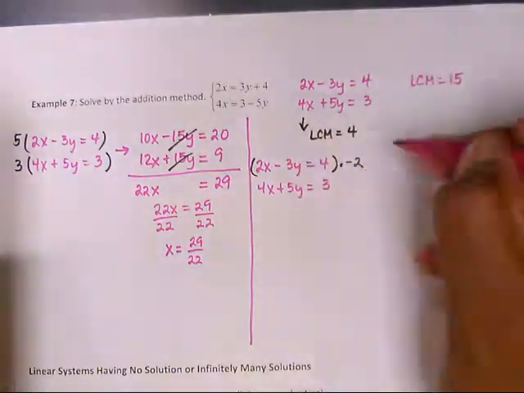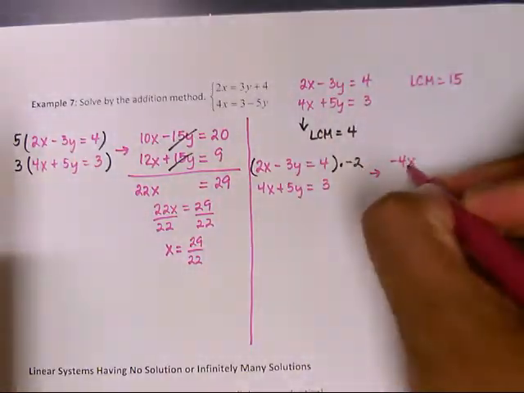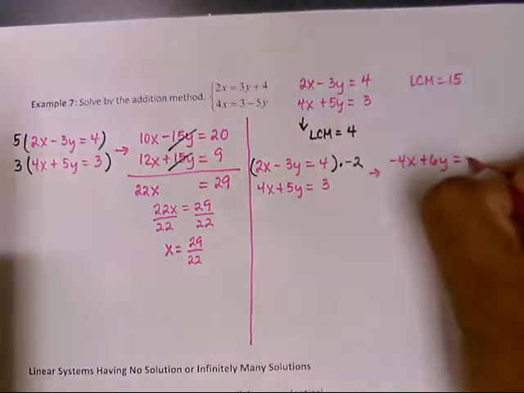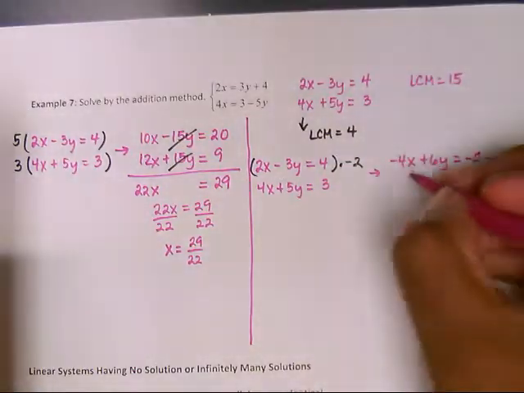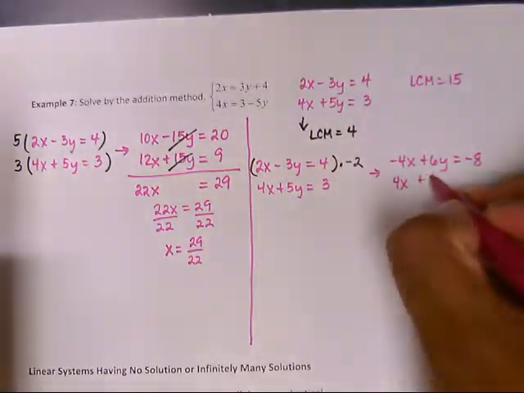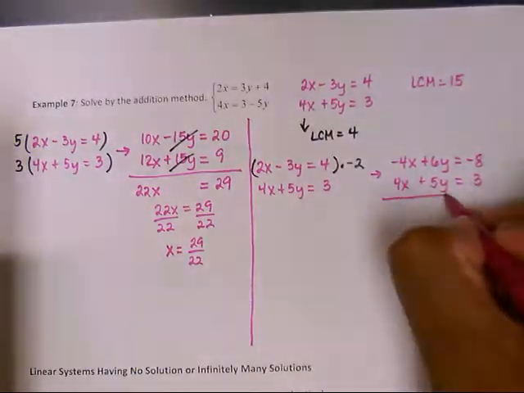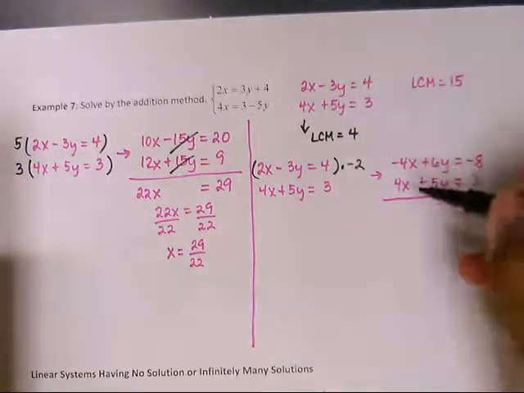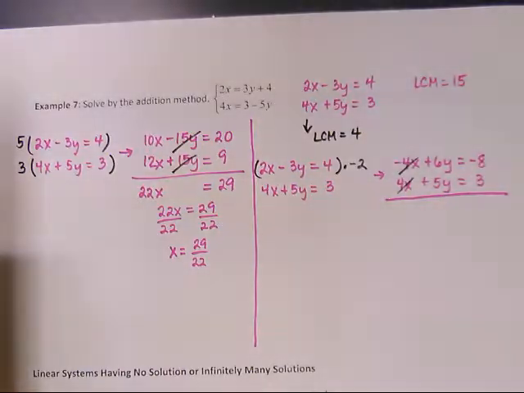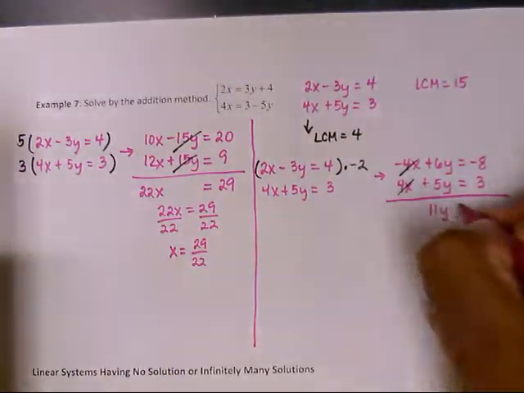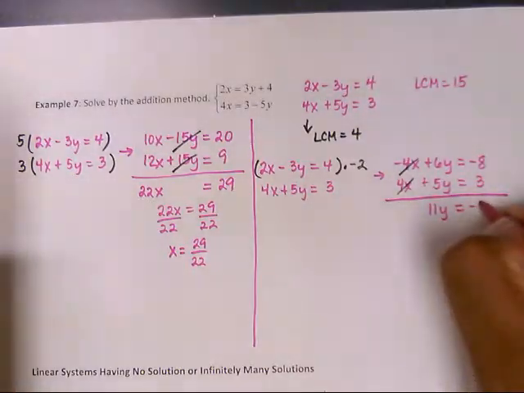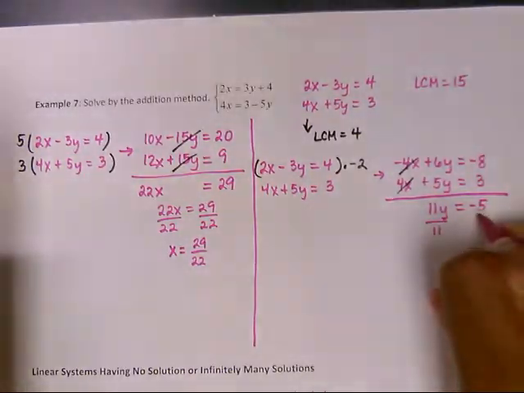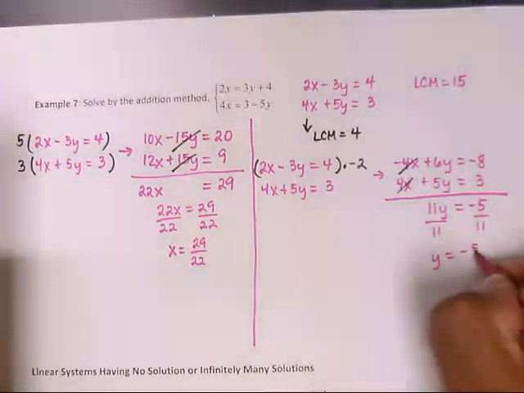So here, if I do negative 2 times 2x, this will be negative 4x. Then negative 2 times the minus 3y will be a plus 6y, equaling negative 2 times 4, negative 8. The second equation, I'll just rewrite that as 4x plus 5y equal to 3. And then we eliminate our 4x's. Negative 4x and a plus 4x, that's gone. Add 6y and 5y, you'll get 11y, equaling negative 8 plus 3, negative 5. And then divide both sides by 11. You'll end up with y is equal to negative 5/11.